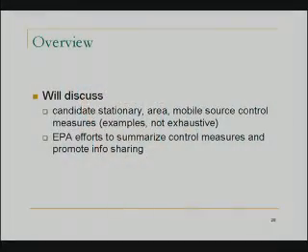Even though I'm going to give you lots of examples of candidate control measures, it's important to note that this isn't an exhaustive list. In fact, EPA expects that as states work on their state implementation plans and interested parties provide feedback on those plans, there will be a continually updated database of information with respect to control measures, and we want to promote information sharing and do what we can to summarize the information that is available.